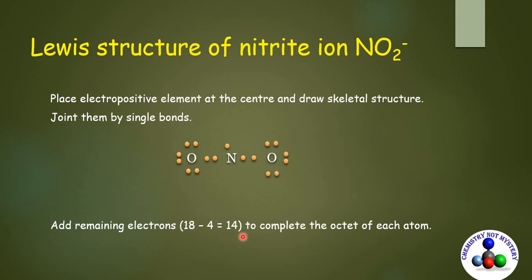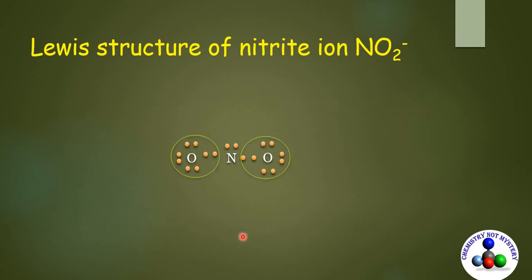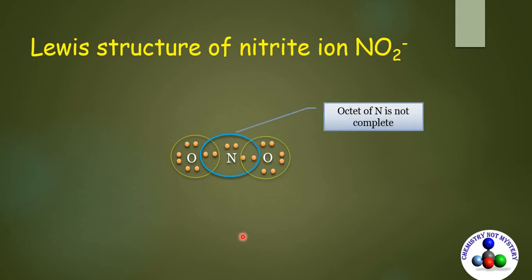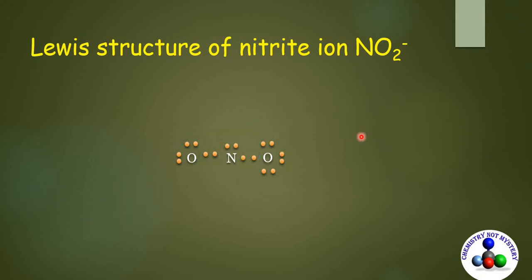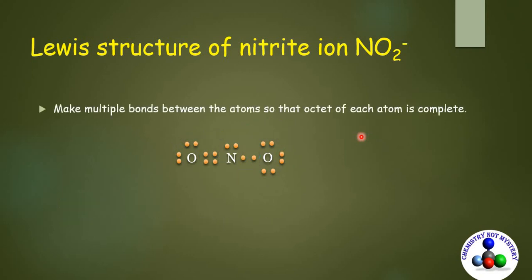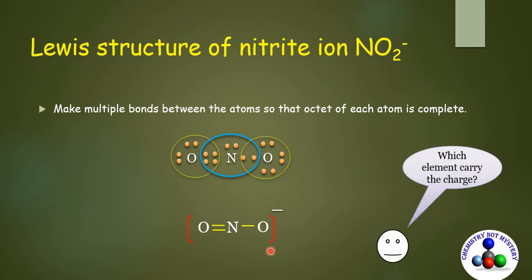But the octet of nitrogen is not completed yet. So you can make multiple bonds between oxygen and nitrogen. Now each atom has achieved an octet. So here we have drawn the Lewis dot structure for the NO2- ion. That's why the negative charge is written outside the bracket. But actually, which atom carries that negative charge?